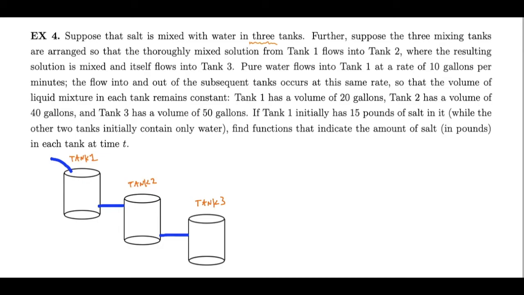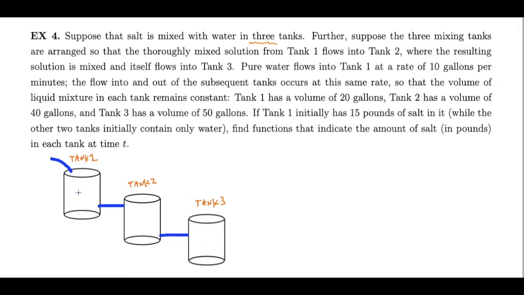Here's a rough sketch of the setup here. I've got some liquid entering tank 1. We're actually told that pure water flows into tank 1. So the liquid coming in is pure water. In tank 1, there is some initial amount of salt mixed in with the water. Once that mixture is thoroughly mixed, it gets passed into tank 2. Notice that for tank 2 and tank 3 we are told to assume that they initially contain only water. So initially tank 2 and tank 3 contain entirely water.